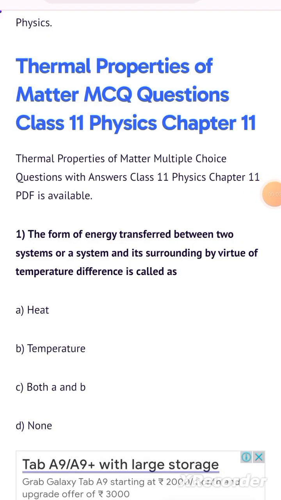Today we will discuss some MCQs from the chapter Thermal Properties of Matter. It's in class 11th Physics, chapter 11.